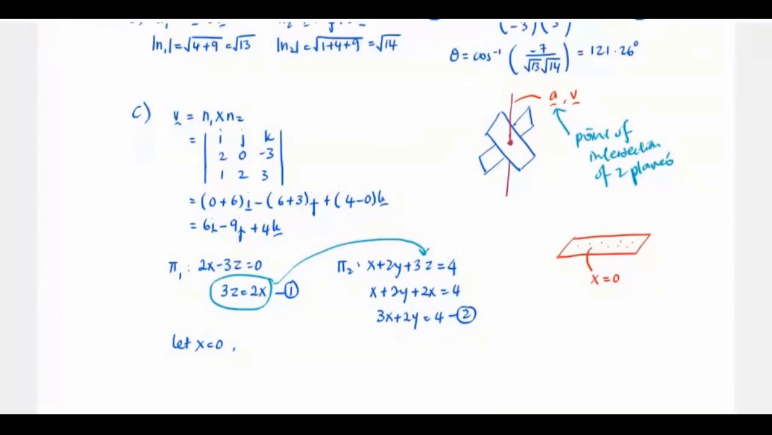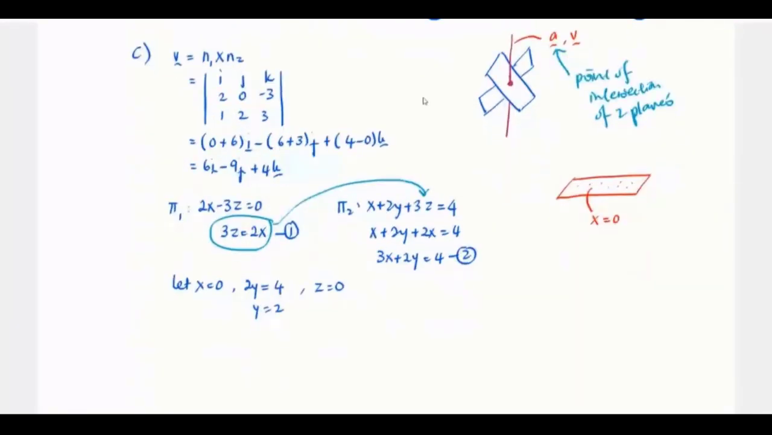So from x equal to 0, kalau kita masukkan ke dalam second equation, we gonna have 2y equal to 4. So y dia akan dapat 2. And then for the first equation, directly kita tahu z dia akan dapat 0. So koordinat kita dah tahu dah. Koordinat A kamu adalah 0, 2, 0. So bila dah ada A, bila dah ada V, directly kita boleh dapat equation of line.